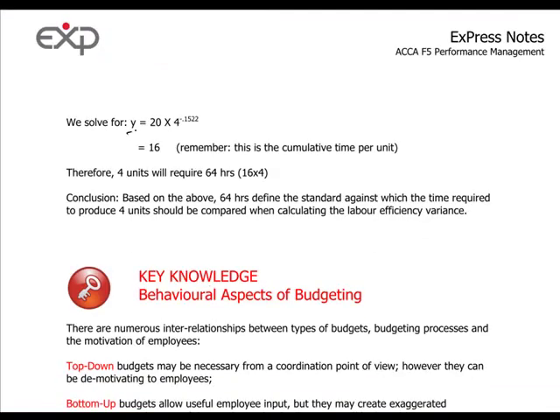The solution, remember, is 16, but that is the average time per unit if we produce 4 units. So the total time required for 4 units is the Y that we get as a result, multiplied by 4.